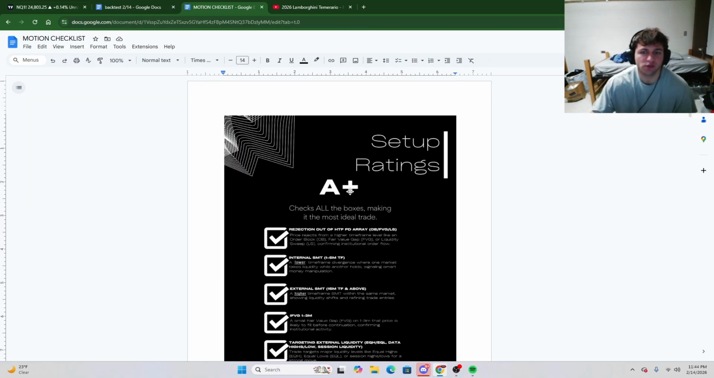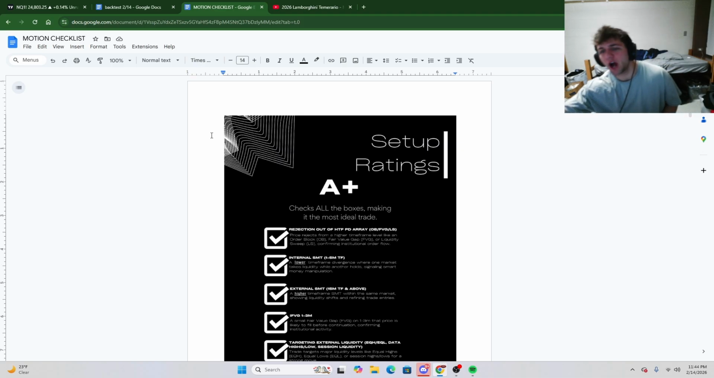As you guys may know, I use Riley Botha's model checklist, but I also use a bit of my own discretion, so I want to give a shout out to him. He put me on to using internal and external SMTs.